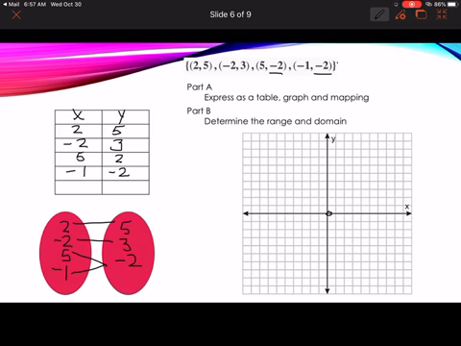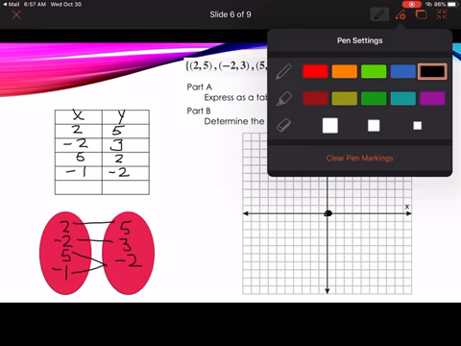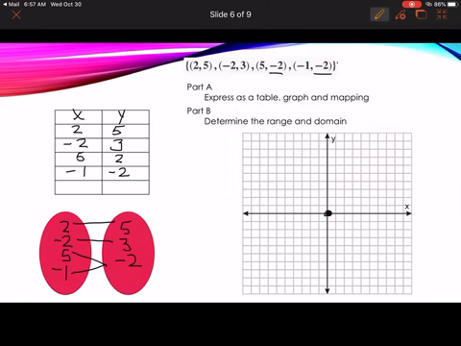So remember, we're starting right here at the origin. So I go over 2, up 5. That's my first point. I go to the left 2 because it's negative, and then up 3. Then I go to the right 5 and down 2. And then I go to the left 1 and down 2. And that's what it looks like.